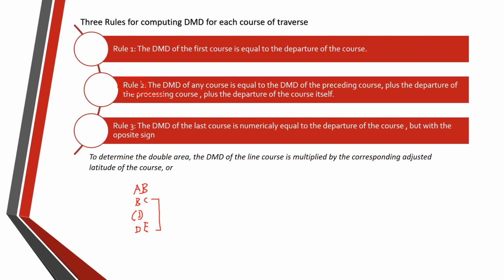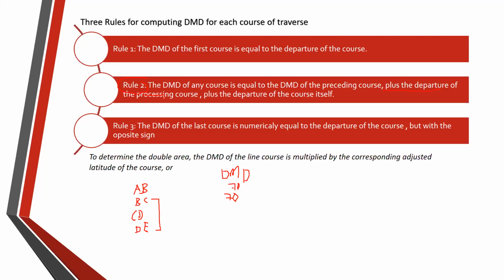Kasi the DMD of any course is equal to the DMD of the preceding course plus the departure of the preceding course plus the departure of the course itself. So for example, yung DMD natin dito, okay? For example, yung DMD natin sa AB is 70. Yung DMD natin sa BC is also equal to 70 plus the departure of the preceding course.